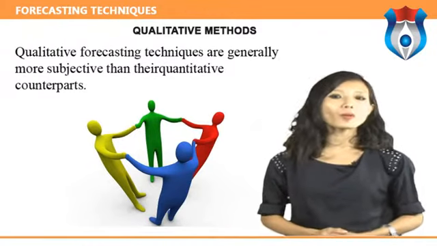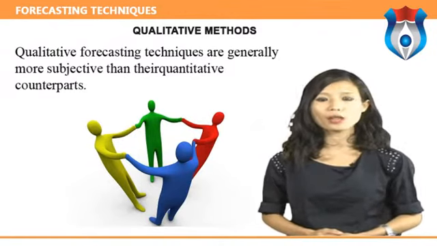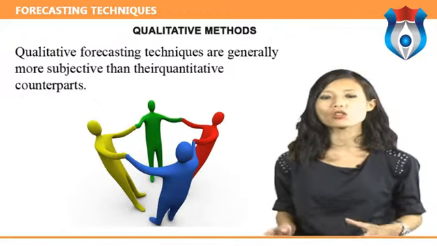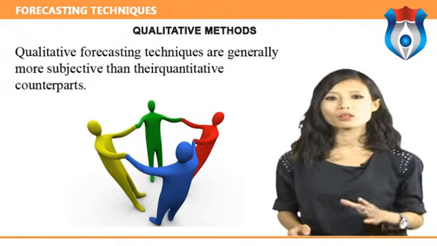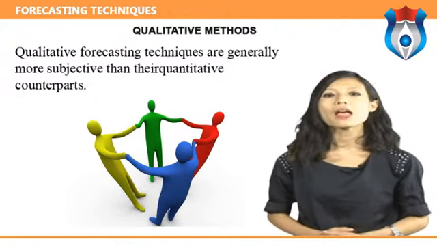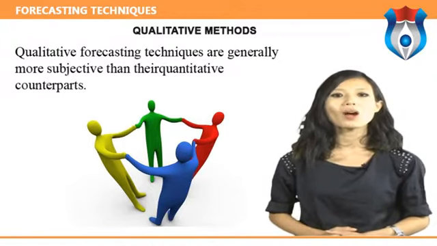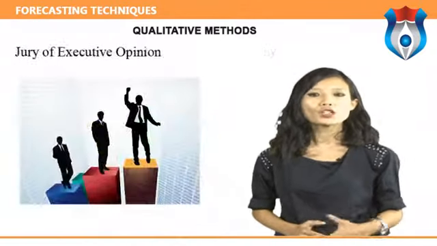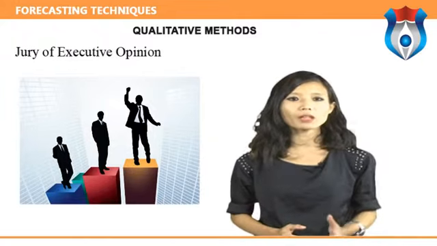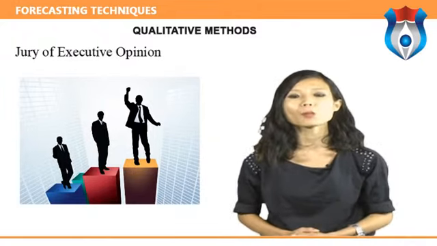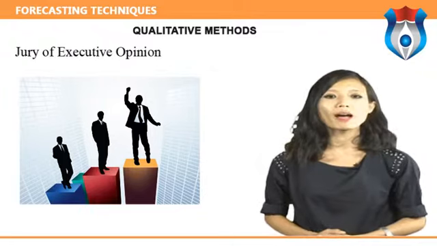These techniques are primarily based upon judgment and intuition, especially when sufficient information and data is not available, so that complex quantitative techniques cannot be used. The widely used qualitative methods are jury of executive opinion. This is a method by which the relevant opinions of experts are taken, combined and averaged.